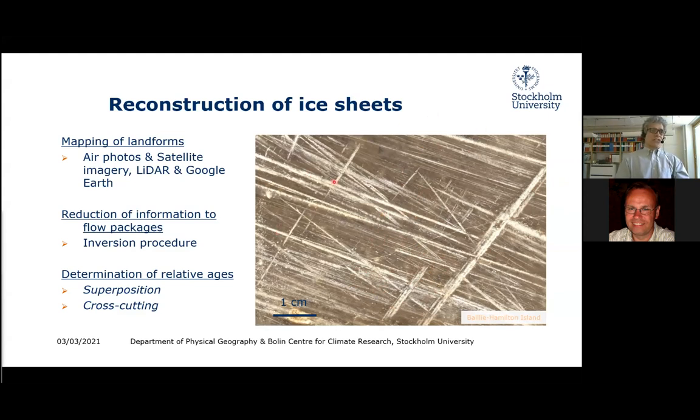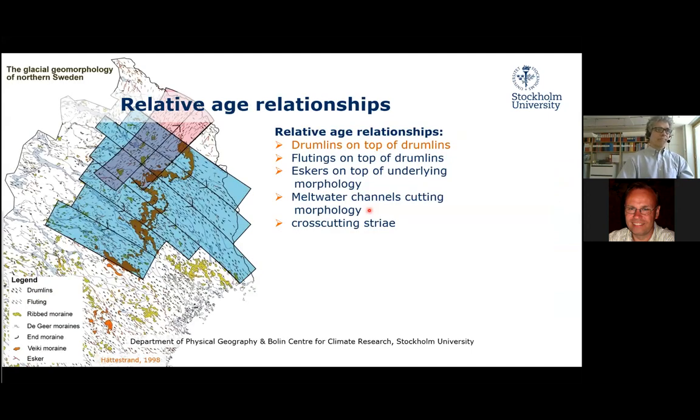This is a stone pavement that I've collected in Arctic Canada, where one direction was really prominent, but the very last thing the ice did was from a direction 90 degrees different. So it gives us, at that point where it was sampled, very good chronological information of what was old and what was young.